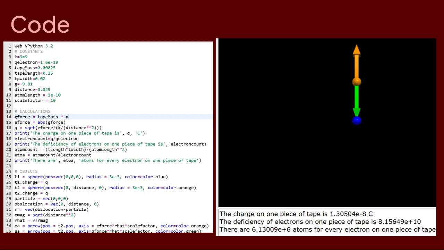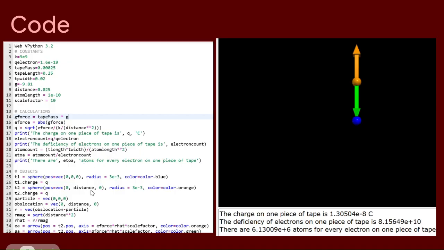So first I have my constants listed, then here we calculate Fg, and then we say that the electrostatic force should be equal to Fg, and then we solve for Q using Coulomb's law. And then here we're printing out the charge to find the electron count. We're dividing Q by the number of electrons. Then we're also finding the ratio of atom to electrons.